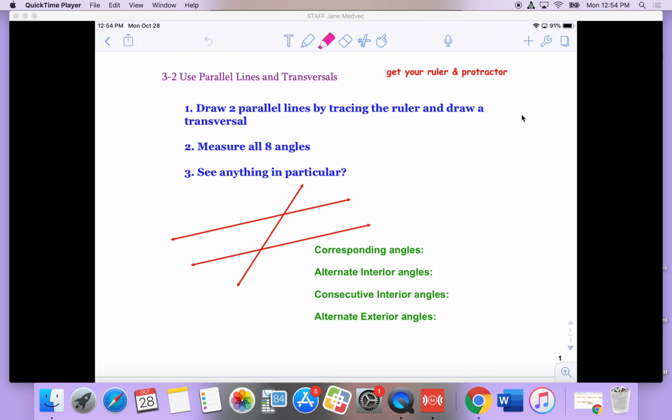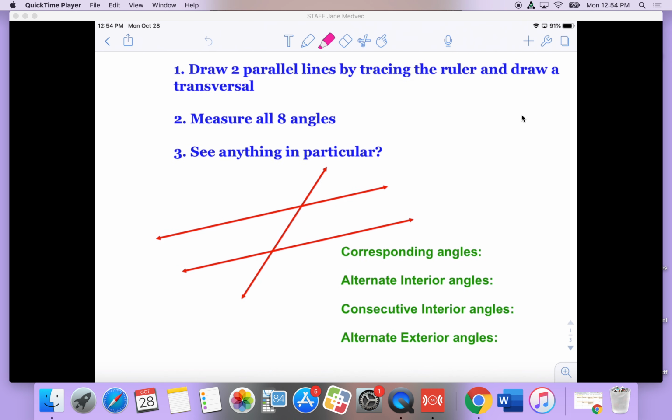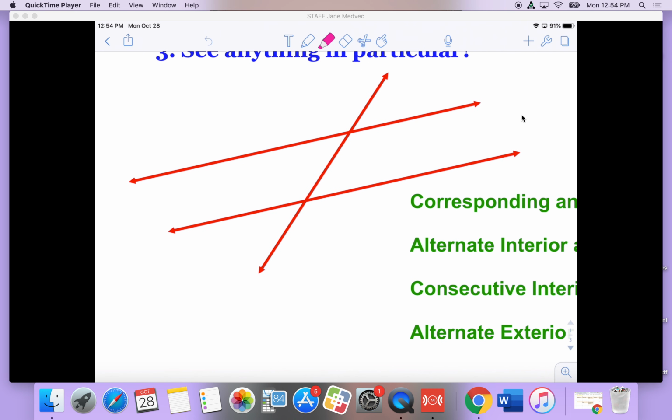Work on 3-2, and you're going to notice we're using parallel lines and transversals. Now you're going to notice it says get a ruler and a protractor. You don't need to because I already drew the pictures. So really what we're going to do is take a look at this picture right here. We're going to talk a little bit about what we've seen before.